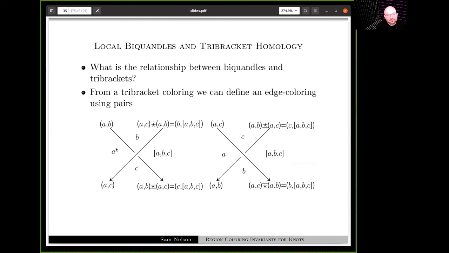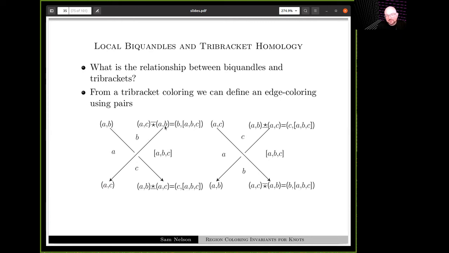So Kanako's idea was to say, okay, suppose we start with a tribracket coloring. Then the fact that we have A and B on the left and right of the semi-arc suggests that we should label the semi-arc with a pair, A comma B. And similarly here, we'll label this one with A comma C. And this one we'll label over here with B comma tribracket ABC. And this one we'll label with C comma tribracket ABC. And so then we can sort of forget about the regions and just think about these semi-arc colors.